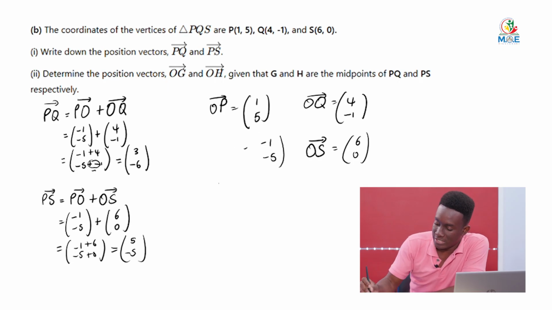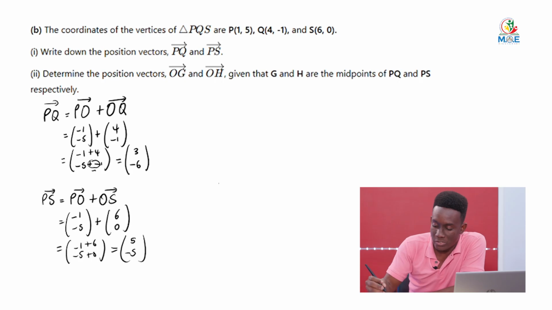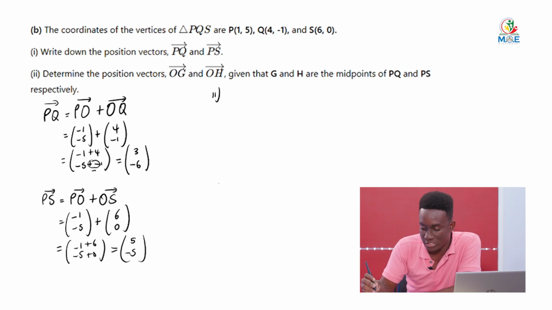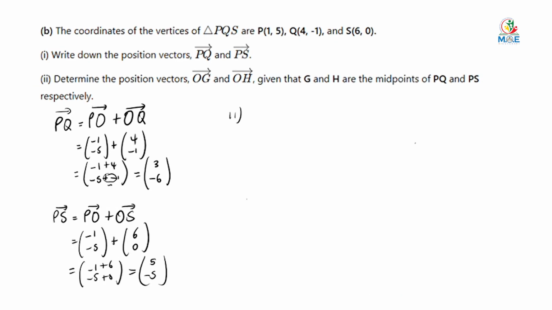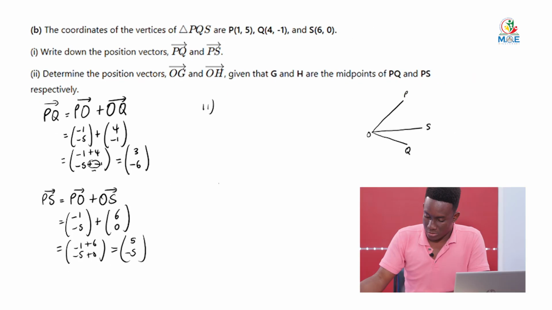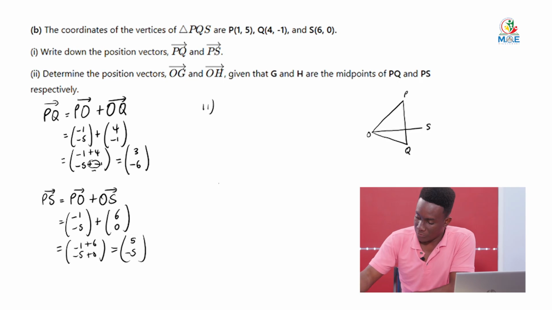So let me erase this to answer the next question. Part 2 says, determine the position vectors OG and OH given that G and H are midpoints of PQ and PS. In order to get a better picture, let's draw this triangle. So here will be the vector P. This is O. Let's call this one here Q, and let's call this one here S. So we found PQ to be this, and we found PS like this.